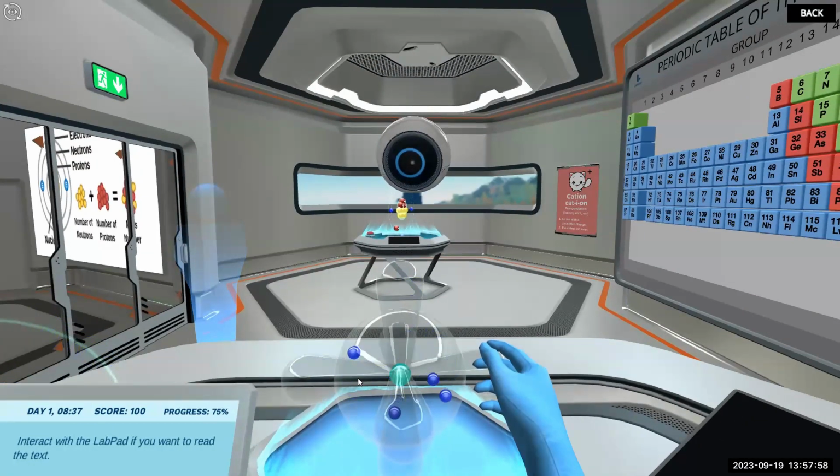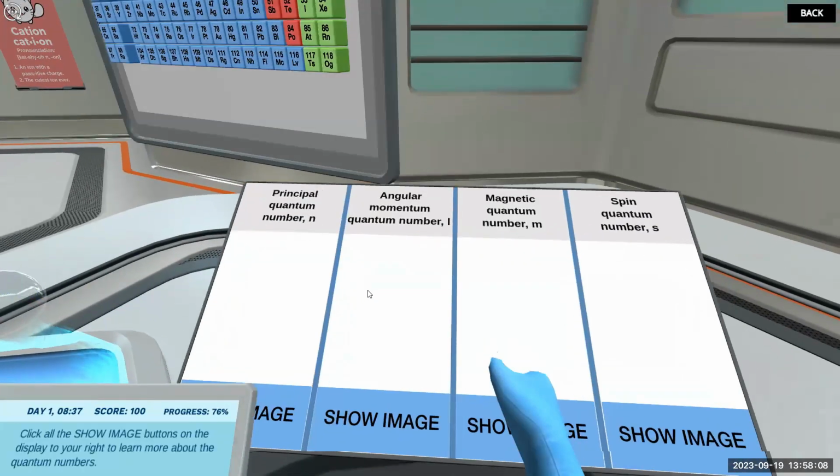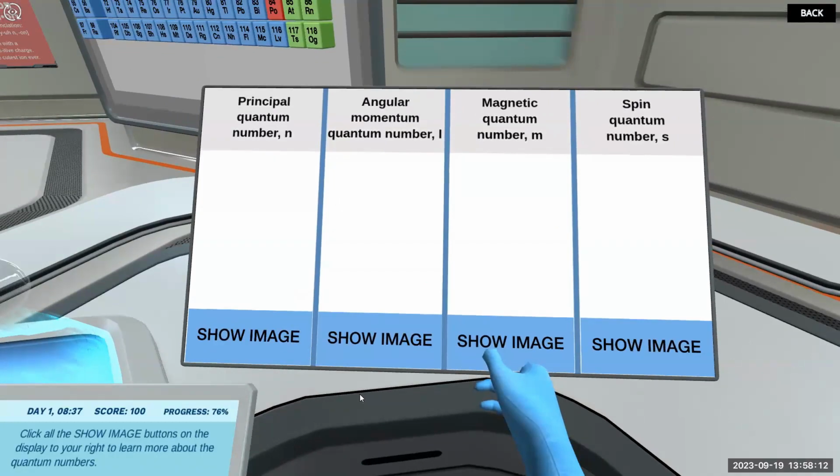I will try to be as brief and clear as possible, as I assume you don't have a PhD in nuclear physics. The screen to your right will help you learn a bit more about the quantum numbers. Click all the Show Image buttons on the display to your right to learn more about the quantum numbers.